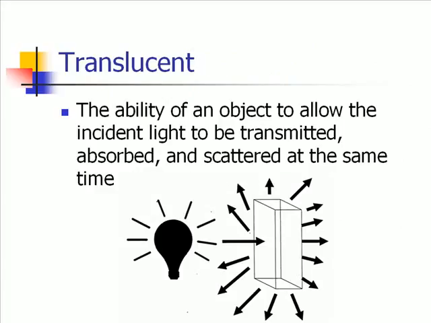So of all possibilities, translucent, opaque, or transparent, translucent is the most complicated. It has the most things going on. Most difficult, actually, for a spectrophotometer to give you good numbers on it.